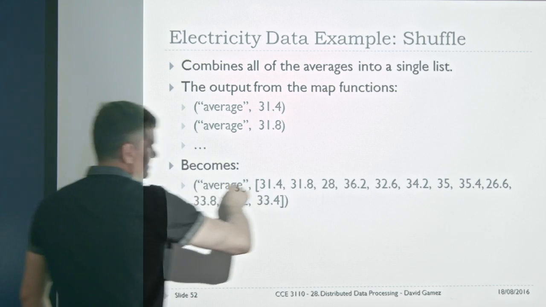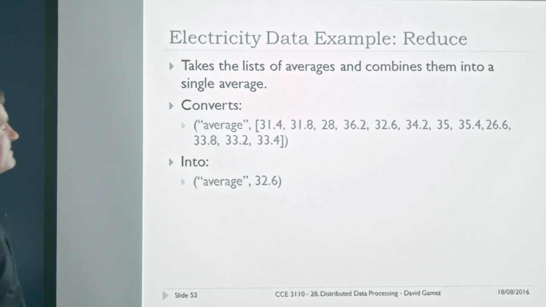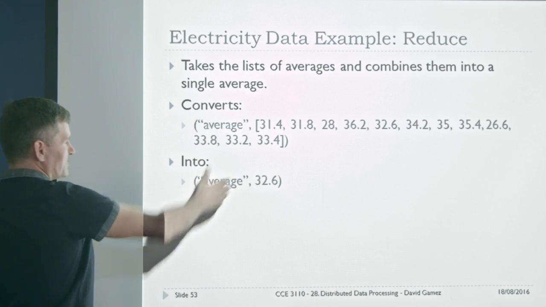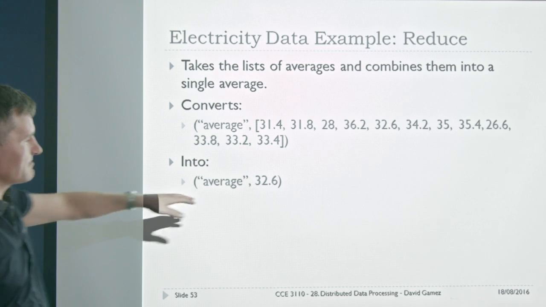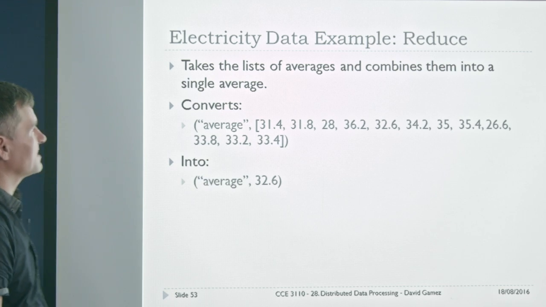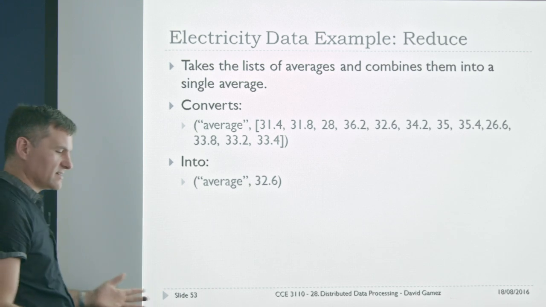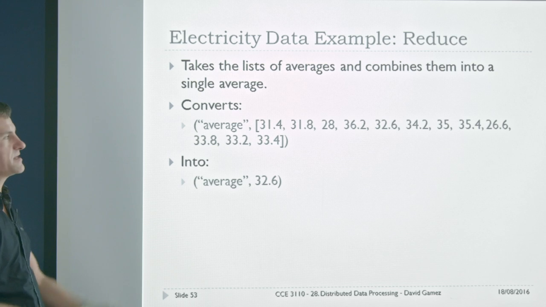So this is the average, and this is the average for each of the months. And then finally, we have the reducer that can then take this list of averages and take the average of the average to produce the overall average. So this is the monthly average across all the years and all the months. So again, a very nice way in which you can split up the data, do independent parallel processing on that data, and then combine it back into a single result.